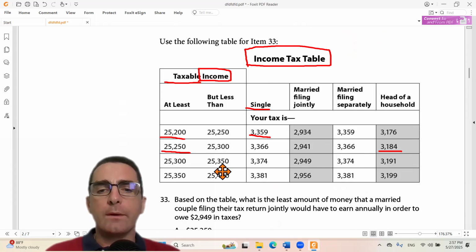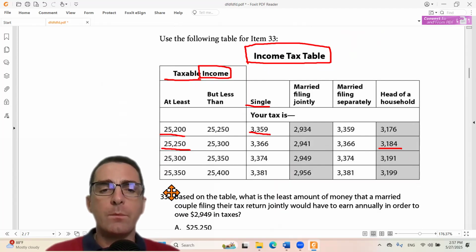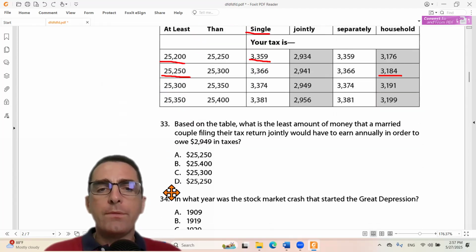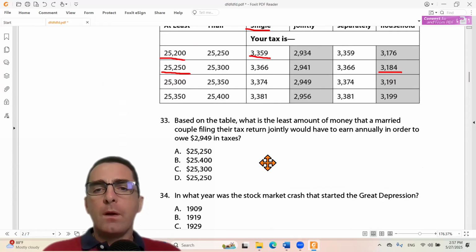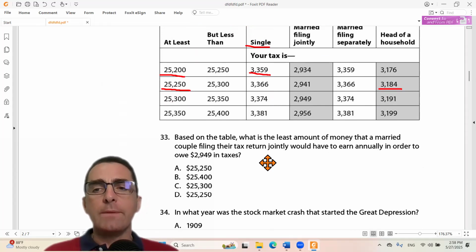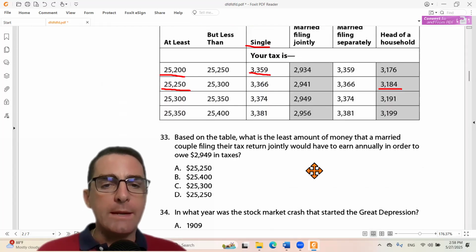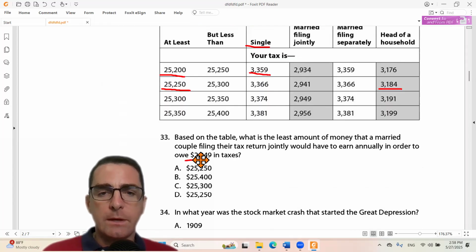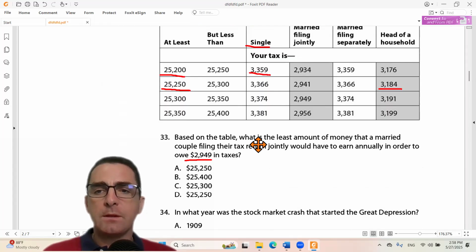Okay. Let's just look at the question here. I think this is going to be easier than we think. 33. Based on the table, what is the least amount of money that a married couple filing their tax returns jointly would have to earn annually in order to owe 2,949 in taxes. Okay, so there's the amount in tax. We're looking for a married couple filing their tax jointly. Okay, so here's the jointly bit.